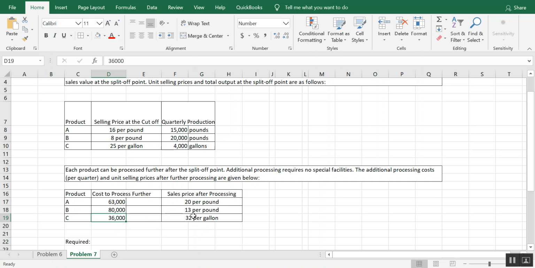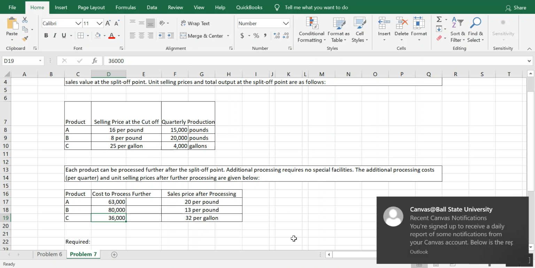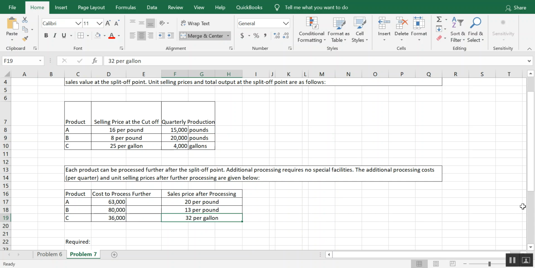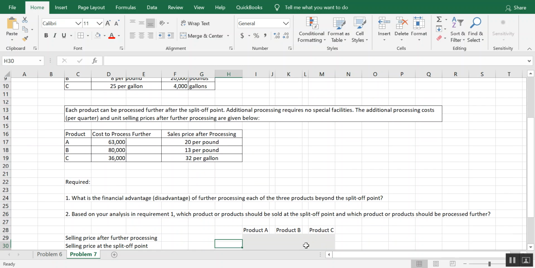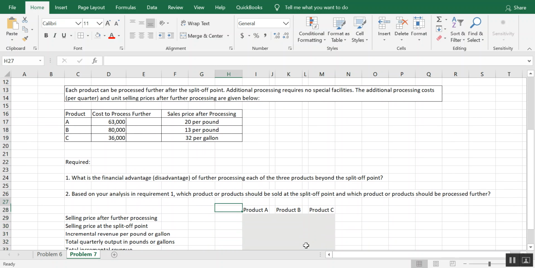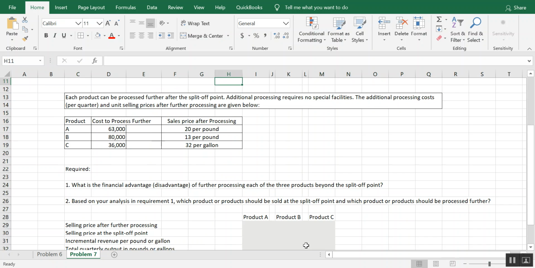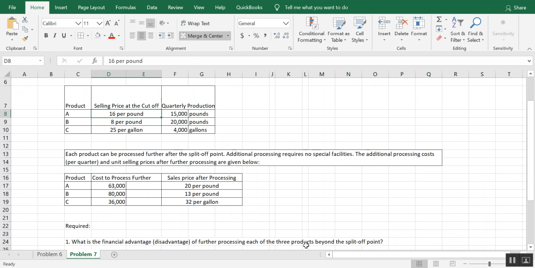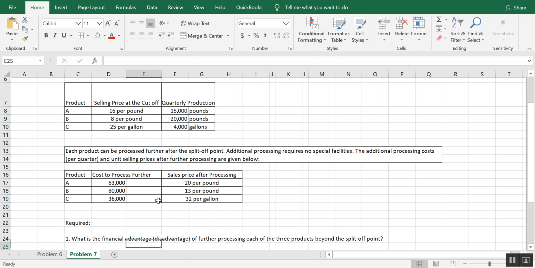And then for product C, the cost to process further will be $36,000, and we'll have a $32 per gallon sales price after we process. So in this problem, they want to know what is the financial advantage or disadvantage of processing each of the three products beyond the split off point? So beyond this initial point right here, what is the advantage or disadvantage of actually processing them on? I'm going to walk through this calculation with you.